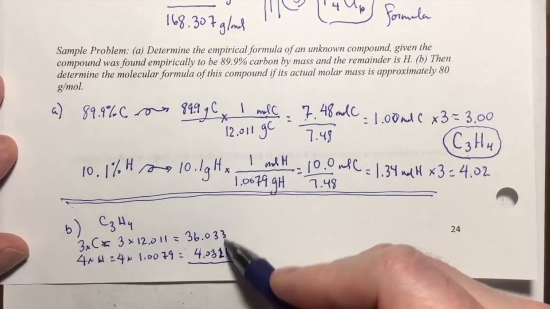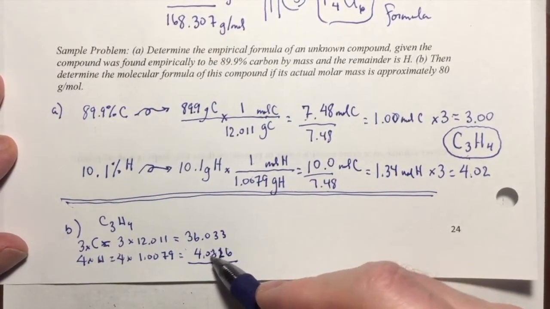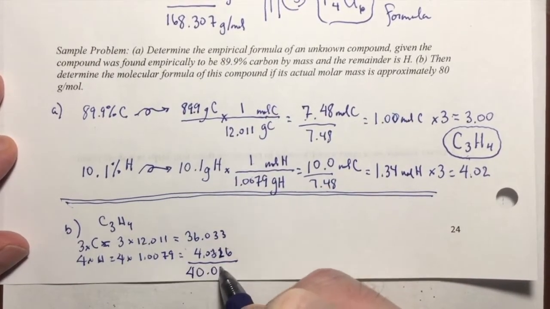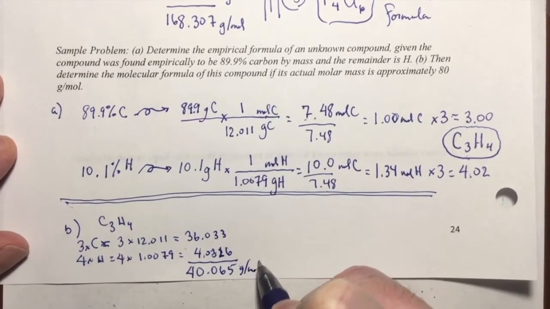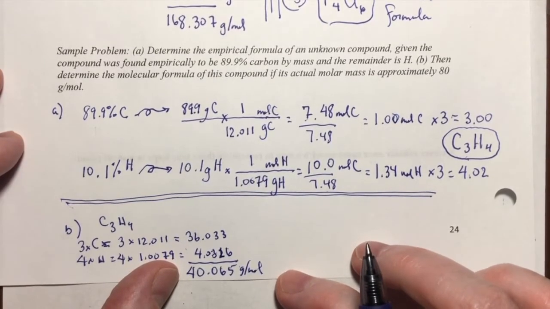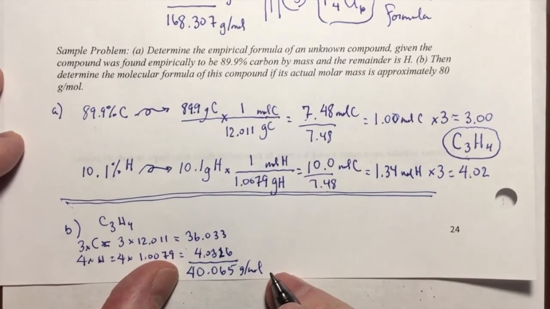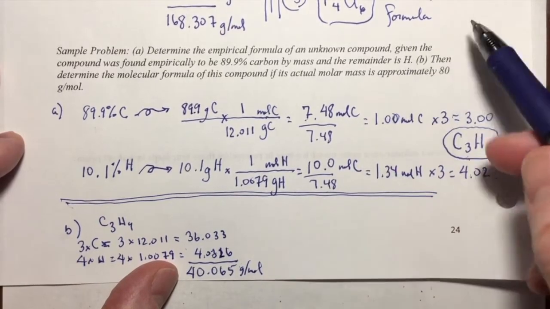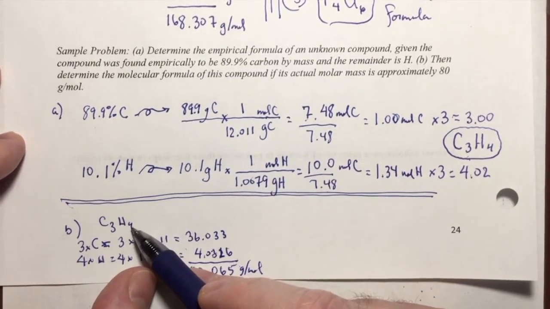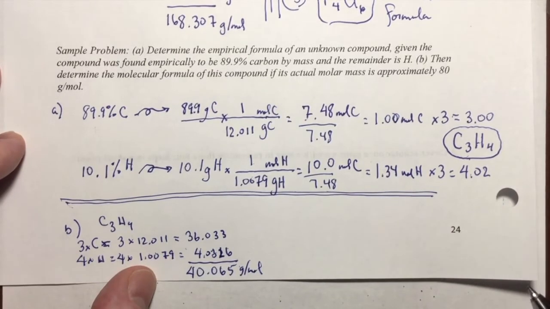But in the addition now, when I add these, I cannot go out to the fourth place past the decimal. So there is my empirical formula's mass, the formula mass for the empirical formula, 40.065. And right away you can see that it's about half of what I was told that the approximate molar mass is. So hopefully you're starting to develop the intuition now that you might start to recognize that this formula should be doubled to get my molecular formula.